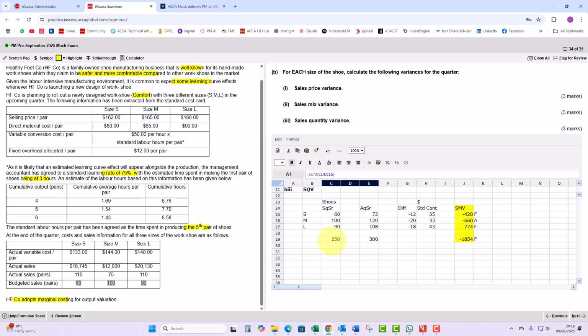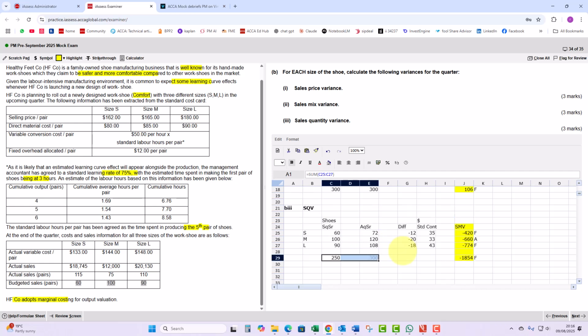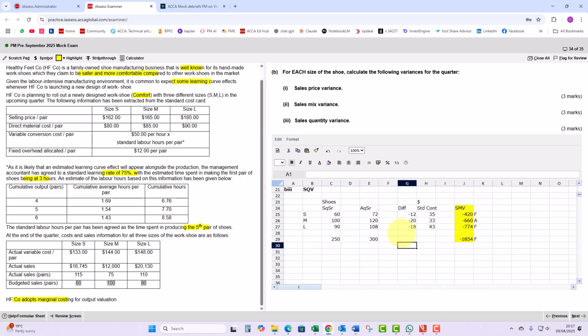There's no expectation that these would be the same in a quantity variance because we expect that we're selling a different amount to the budget. So our difference is calculated by itself. The standard contribution stays the same. So hopefully you'll see this was a very efficient way to get here.